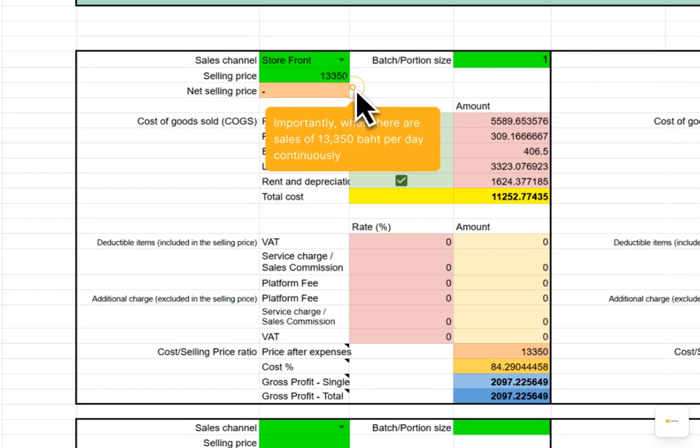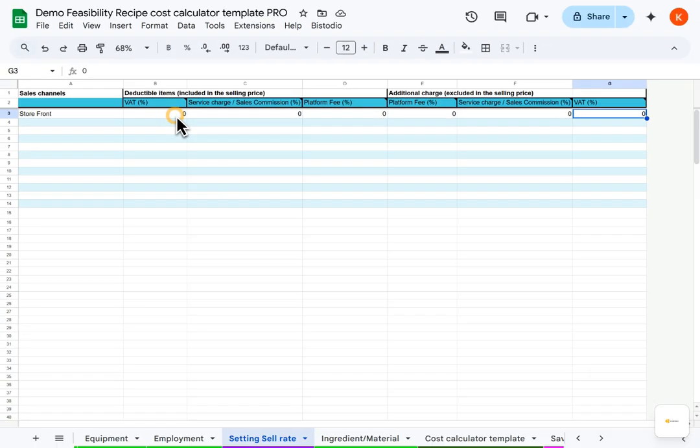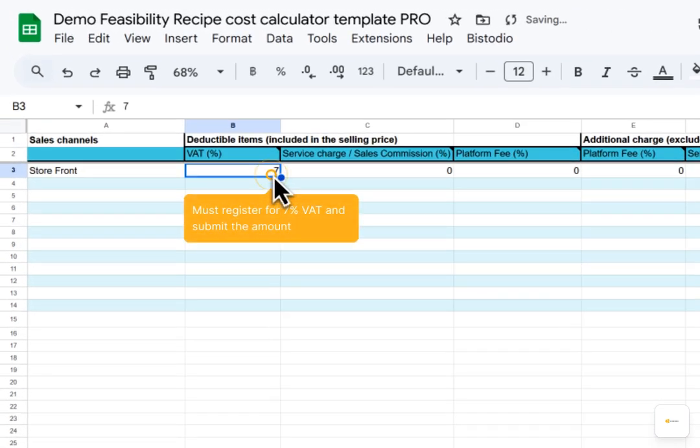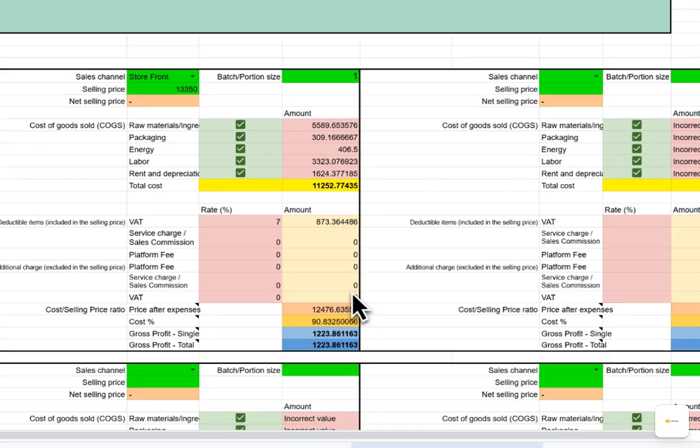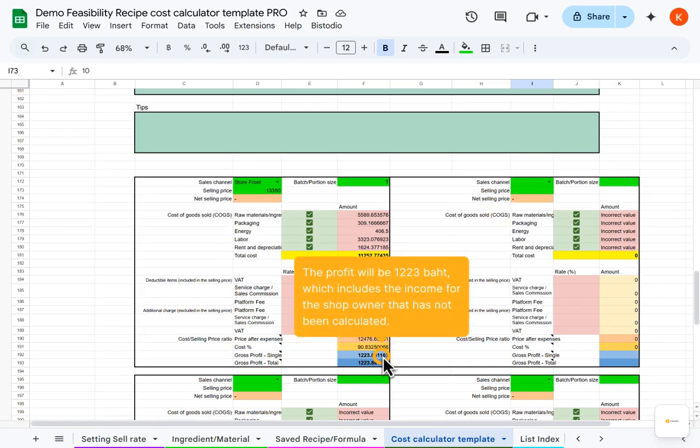Importantly, when there are sales of 13,350 baht per day continuously, will meet the criteria set by the government. Must register for 7% VAT and submit the amount. In the case of including VAT in the selling price to maintain the original store price, it also reduces profits. Asterisk. The sales tax that must be remitted can be deducted from the purchase tax amount before remitting. The profit will be 1223 baht, which includes the income for the shop owner that has not been calculated.